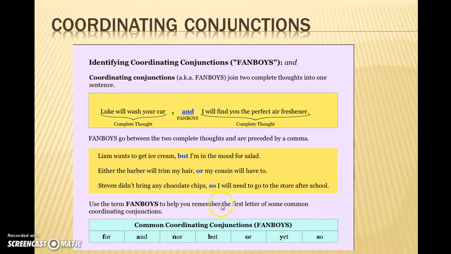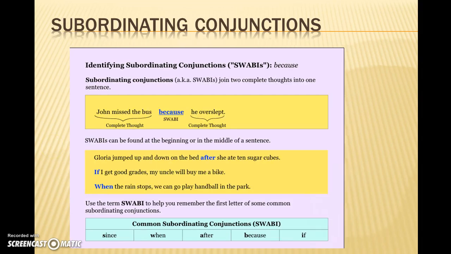Use the term FANBOYS to help you remember the first letter of these common coordinating conjunctions. So you have for, and, nor, but, or, yet, so. Those are our FANBOYS, guys. All right? You've learned these before. Not too hard. Subordinating conjunctions.